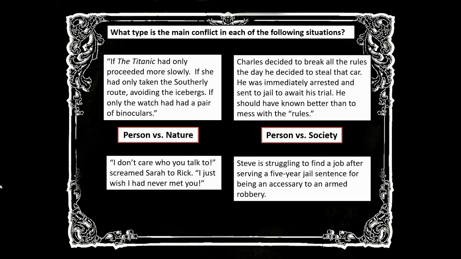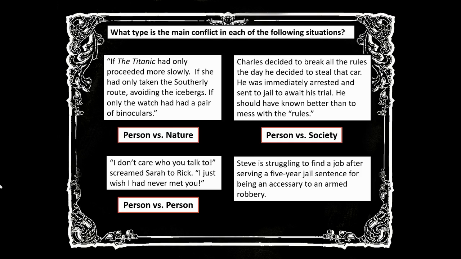I don't care who you talk to, screamed Sarah to Rick. I just wish I had never met you. Well, if you said person versus person, I think you're correct. We're not sure what's going on between Sarah and Rick, but there is a Sarah, there is a Rick. So I think it's 2 outside forces that are opposed to each other.